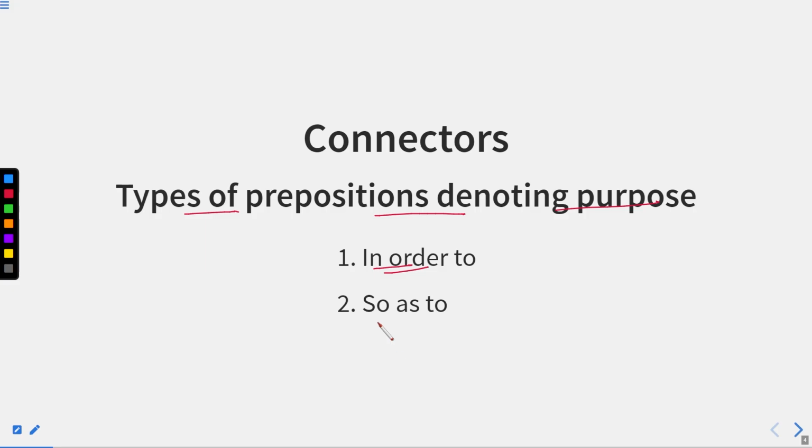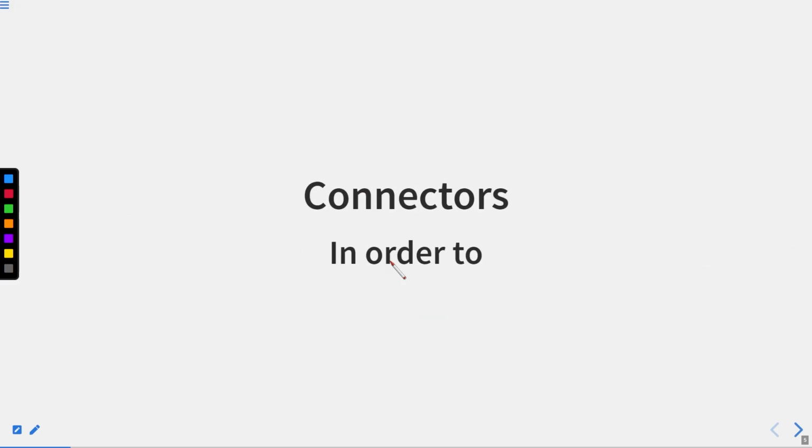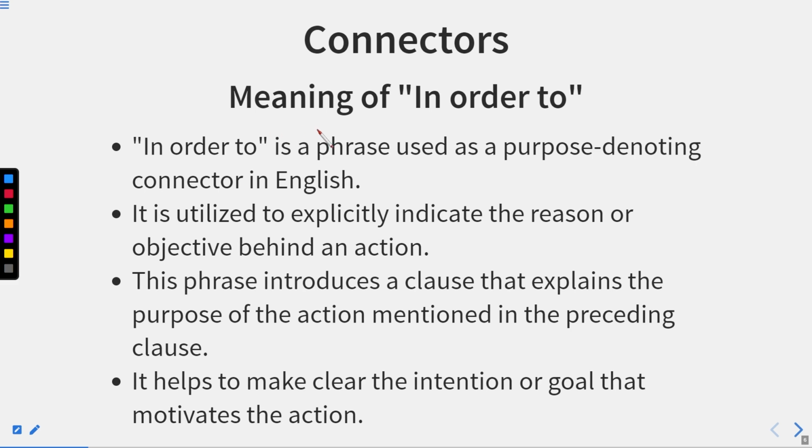Now these are the types of prepositions denoting purpose. First we have in order to, and another one is so as to. So first we'll discuss the in order to connector. Now, meaning of in order to. In order to is a phrase used as a purpose denoting connector in English. It is utilized to explicitly indicate the reason or objective behind an action.